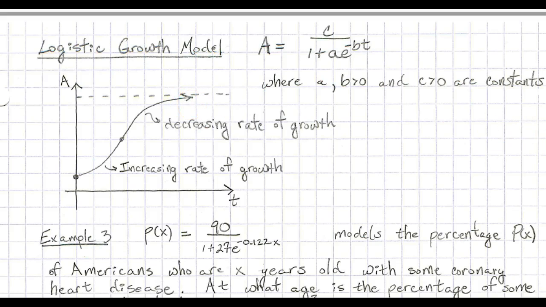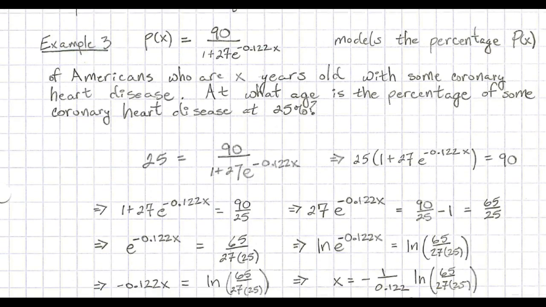Okay, so for example, here we have a logistic growth model that says p of x is 90 over 1 plus 27e to the minus 0.122x. This models the percentage, so p of x is a percentage, of Americans who are x years old with some coronary heart disease. At what age is the percentage of some coronary heart disease at 25%? In other words, at what age is about 25% of the people going to have coronary heart disease?